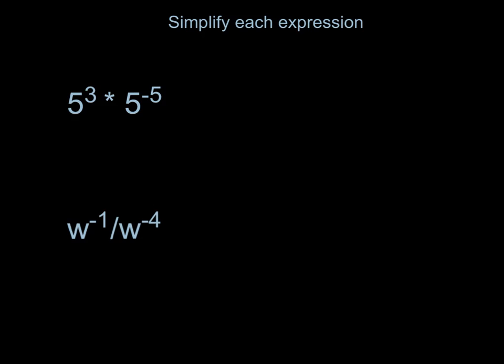Now we're going to combine all the rules we've learned so far to simplify each expression. So the rule for multiplying with the same base is that you add the exponents. So this would be 5 to the 3 plus negative 5. Once I add them together, 3 plus negative 5 would be negative 2. Now, we really should not leave our answers in terms of negative exponents unless it asks for it. So we need to turn this into a positive exponent.